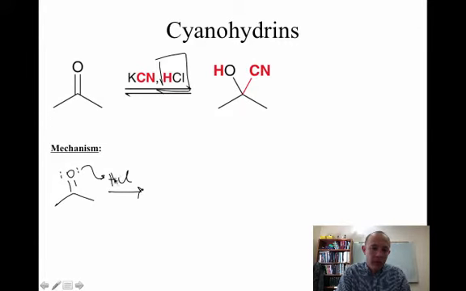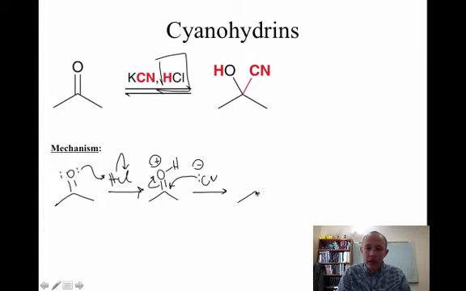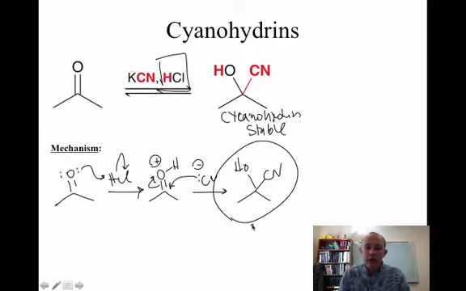That transfers a proton to the oxygen, which makes it a better electrophile. Cyanide can now come along and attack, which gives us our cyanohydrin. So we have a cyanide and an OH. This is called a cyanohydrin. These are stable. We can isolate them, and they are pretty useful intermediates, as we're going to see on the next slide.